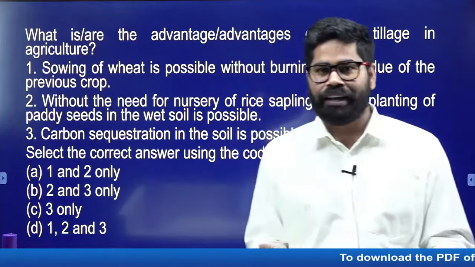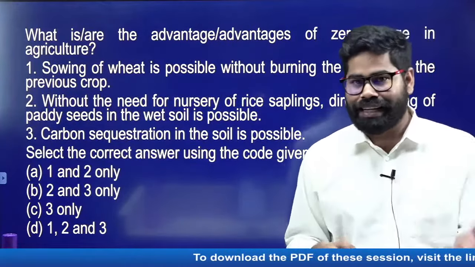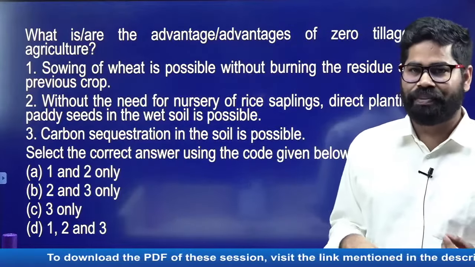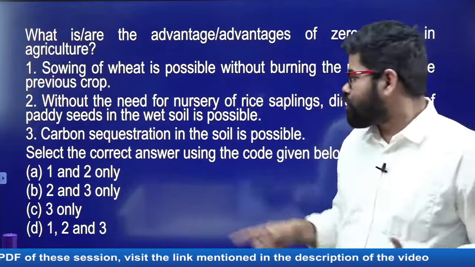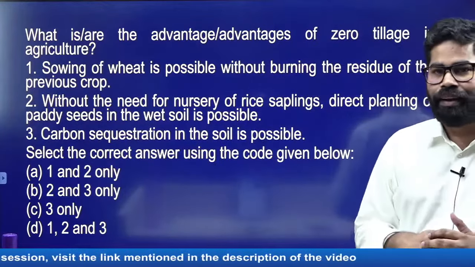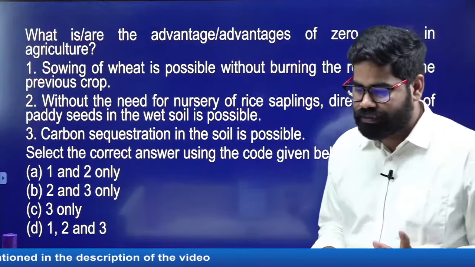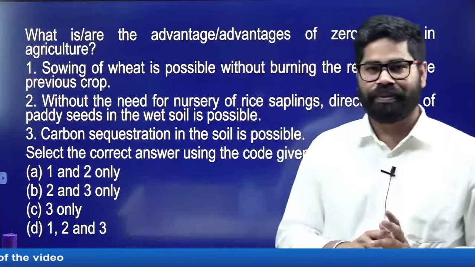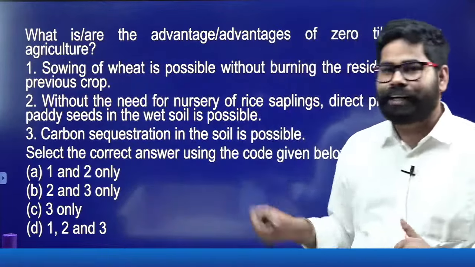So here we are doing carbon sequestration in the ground. There is less release of carbon dioxide from these fields. As a result of that, carbon sequestration is possible. So 3 has to be there. Now if you apply that, you have only one option left, that is D only. So here the answer would be D, that is 1, 2 and 3.